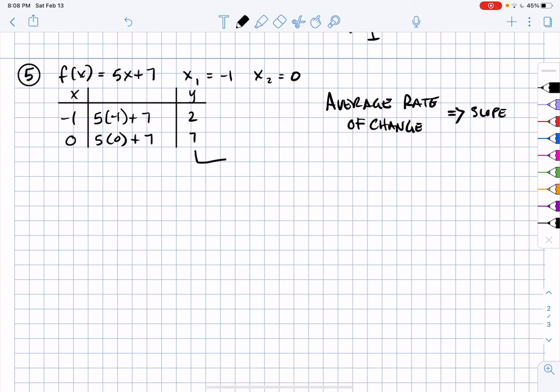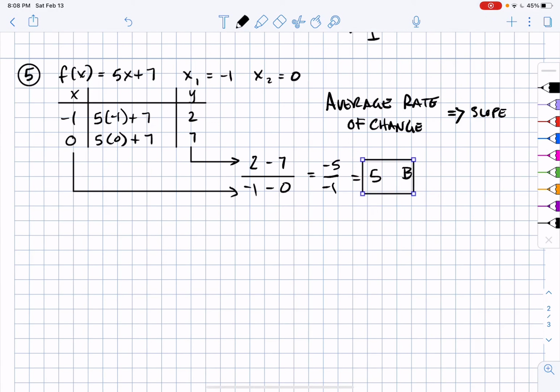So, here we go. This is going to give me 2 minus 7 over negative 1 minus 0. So that's going to give me a negative 5 over a negative 1, which is equal to 5. So my average rate of change is 5, which is choice B. There we go.